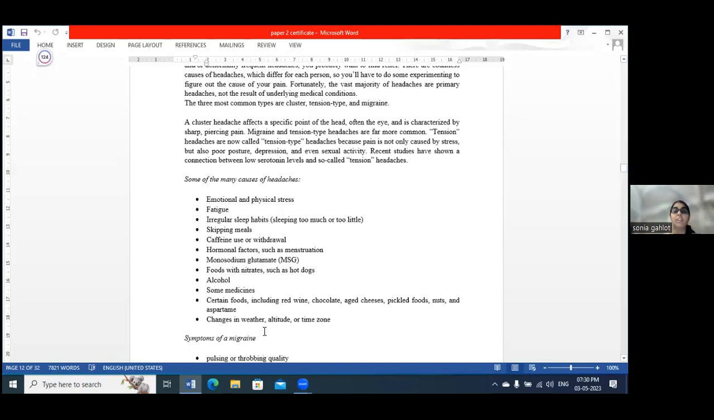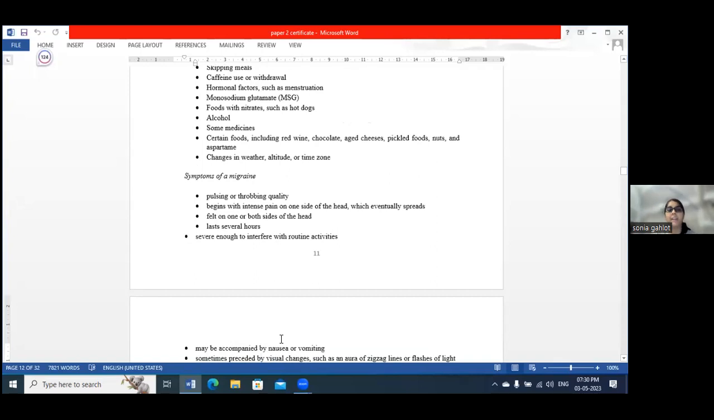Then change in weather is also a reason. The time zone changes and the altitude. Altitude means, like, I belong to the north, right? And if I go more towards Sikkim, Leh side, then that may lead to headache because I am not used to that. That is adaptation.